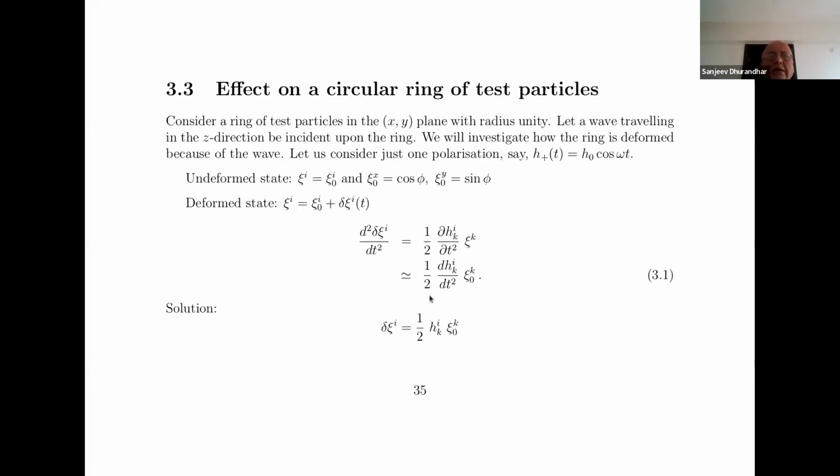But then we assume now here that the h I k is extremely small. Okay. So the effect on the test particles is extremely small. So delta xi is much, much smaller than xi k zero, okay? The general xi k zero, which is there. So we are already anticipating this in a way, okay?